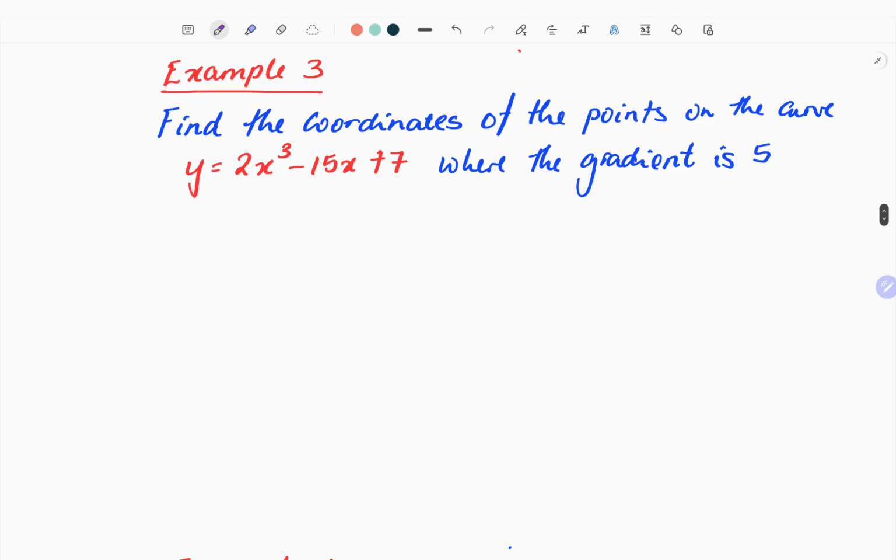Now we are asked to find the coordinates of the points on the curve where the gradient is 5. So in this case, we are given the gradient, and we want to work backwards and find the x coordinate. But the first step again is to find the derivative. So dy/dx is equal to 6x minus 15. So that is your gradient function.